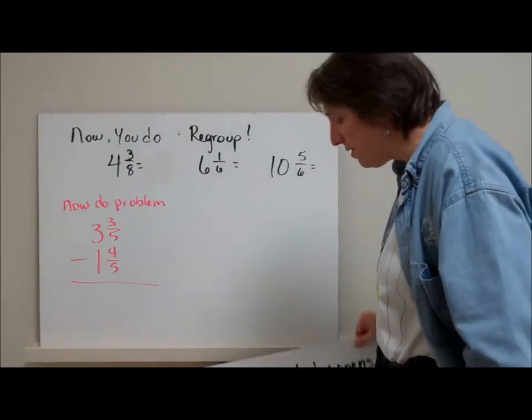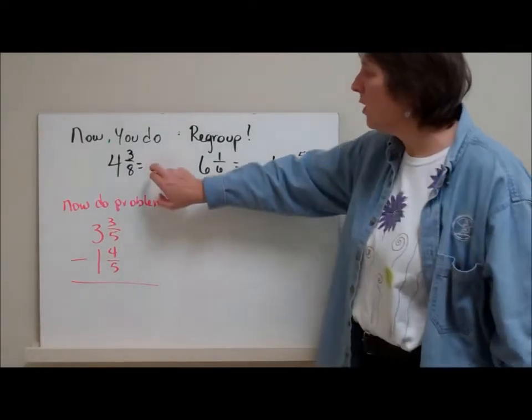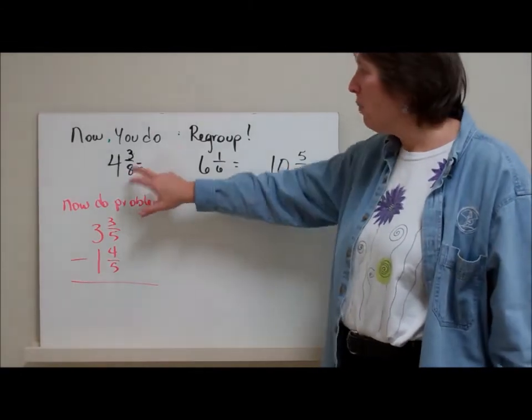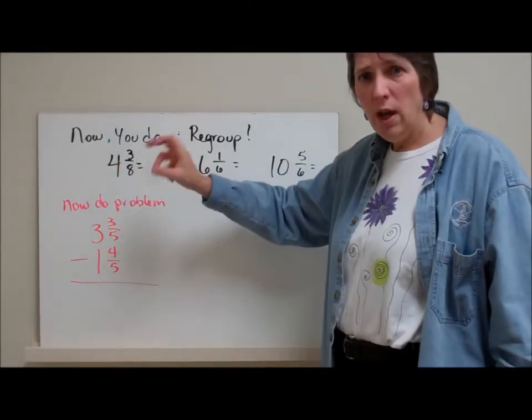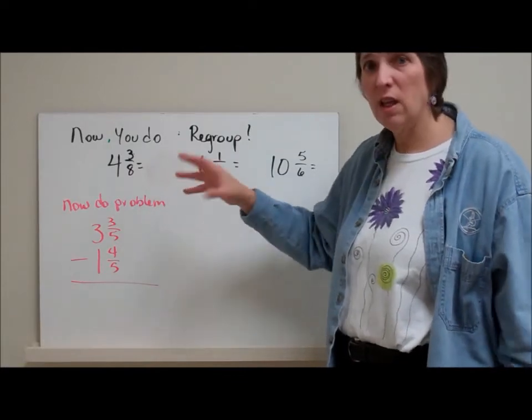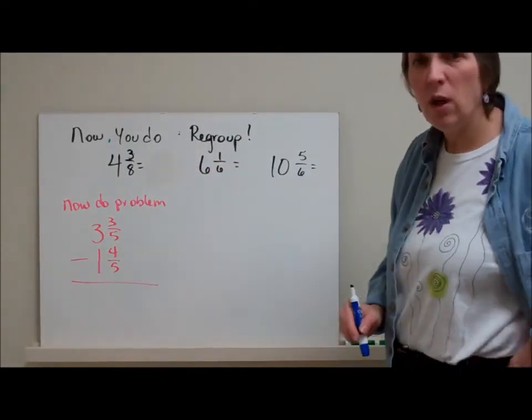Okay? Just think about it. Well, actually, no, I want you to stop the video and I want you to do these. I want you to think about it. You're going to borrow. You're going to regroup. And to regroup, you're going to change this to 3 and how many 8ths? Think of pizzas. Stop the video, come back, and we'll do it.